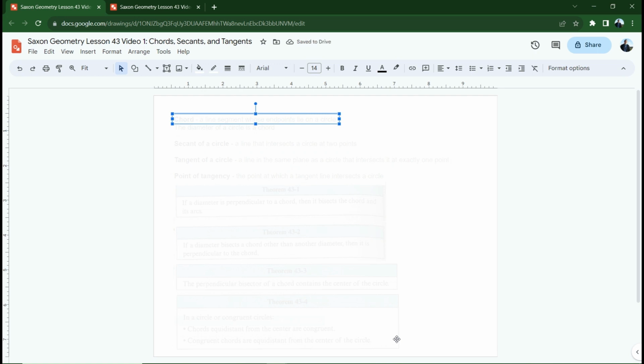Hey, geometry students. In this lesson, we're going to be taking another look at circles, and specifically, we're going to talk about figures that you can draw on or around a circle, near a circle. And these would be chords, secants, and tangents. Let's get started. We've already talked about a chord on a circle.